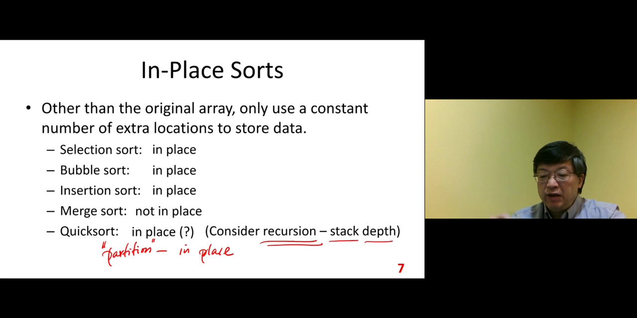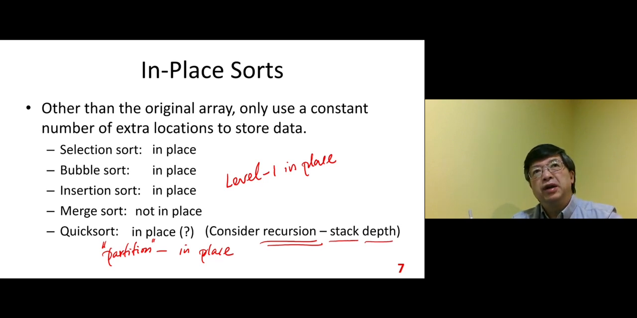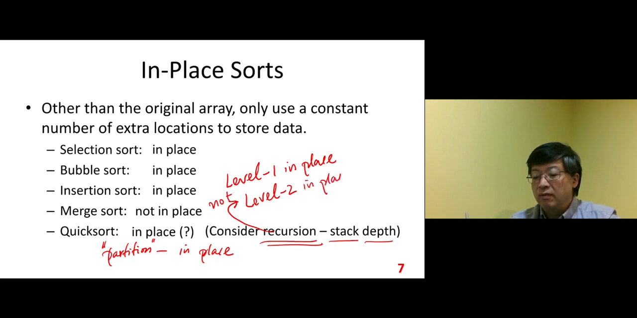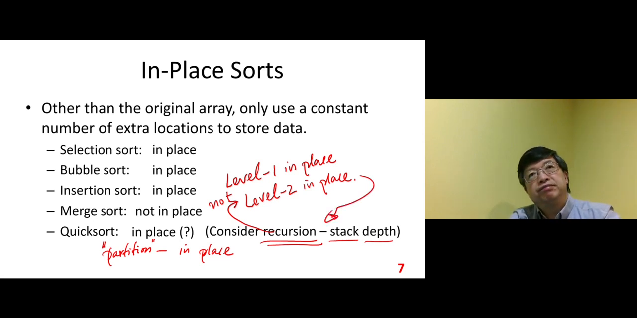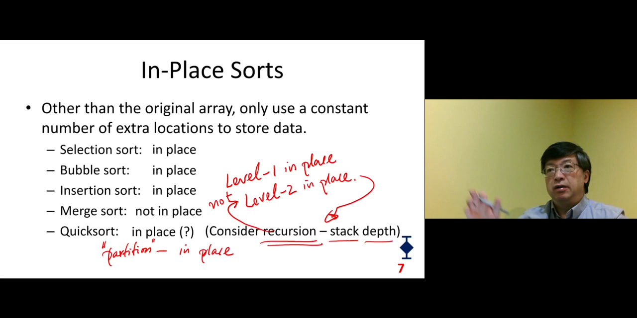So for that, we cannot say in a clean way that it is in place. In my opinion, I would like to say it is level 1 in place, the partition step, but it's not level 2 in place. Recursion is another level, level 2. Because at the recursion level, it is not in place. So we should be very careful about quick sort. That's what I'd like to talk about for this topic. So we finish this lecture, Lecture 7, Part B.